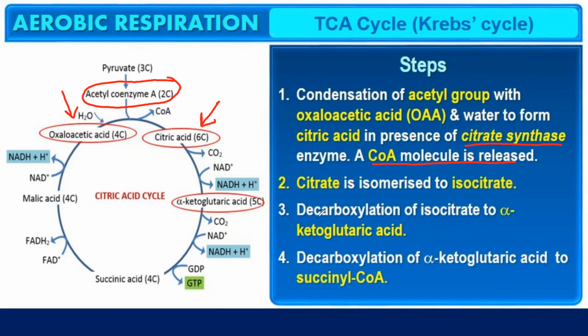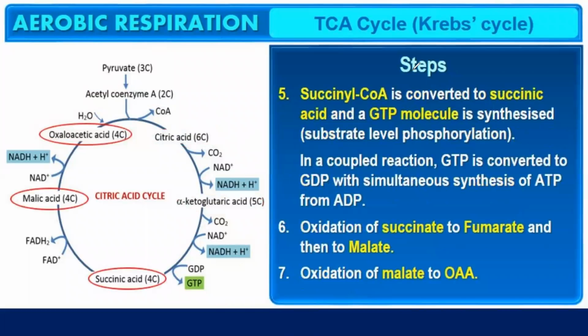The third step is decarboxylation of isocitrate to alpha ketoglutaric acid. The reaction then moves ahead with decarboxylation of alpha ketoglutaric acid to form succinyl CoA. During this course of reaction, carbon dioxide and NADH are formed. Also, one molecule of GTP is formed, which will later convert into ATP.